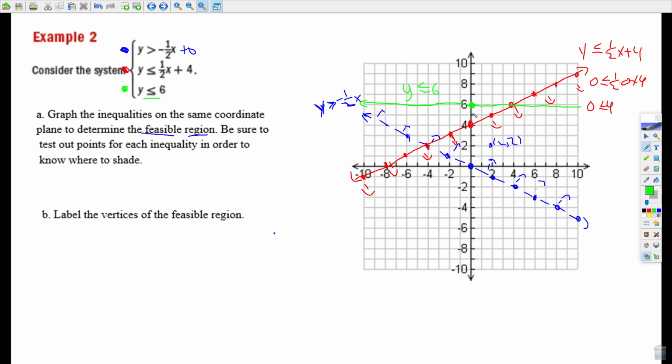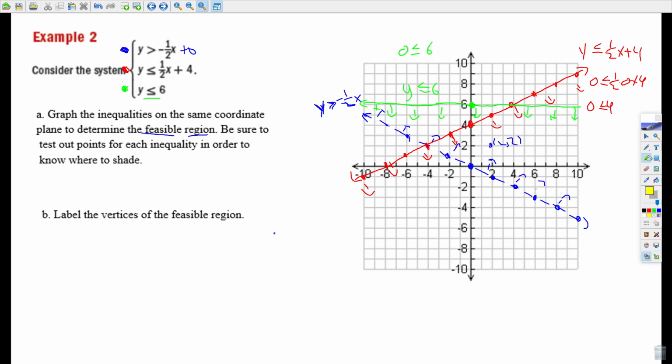If I were to use a test point, I can use 0, 0. It's down below here. 0 is less than or equal to 6. That is true, so it's going to be shaded down below. So I'm going to put little arrows here. Like that. So now we have to really see where they all overlap. If we're below the green, we're below the red, so we're kind of stuck in this little spot here, but we are above the blue.